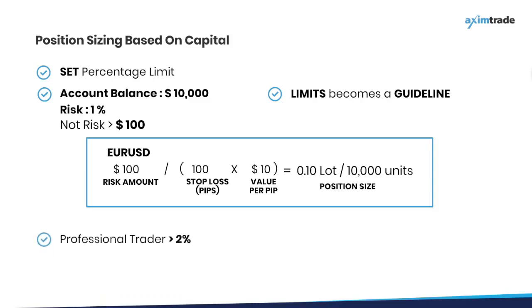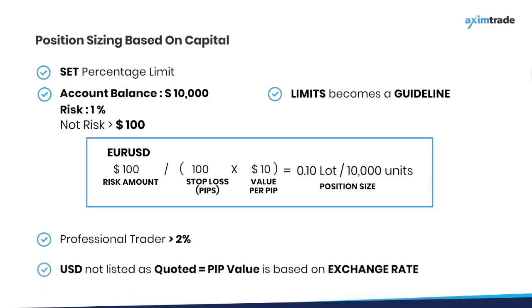Usually, a professional trader will not risk more than 2% of his capital on each trade. It is important to know that for the pairs in which the USD is not listed as a quoted currency, the value per pip will depend on the exchange rate, which a trader needs to know in order to use this formula.